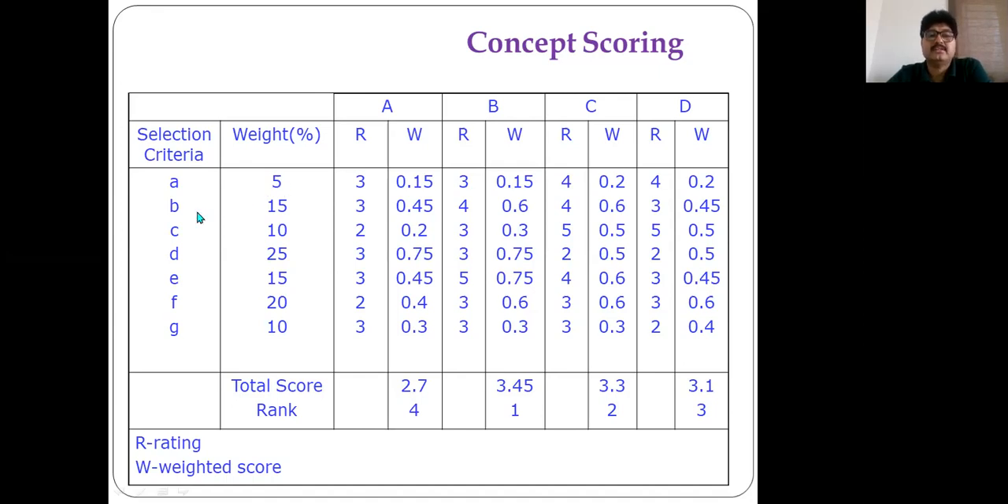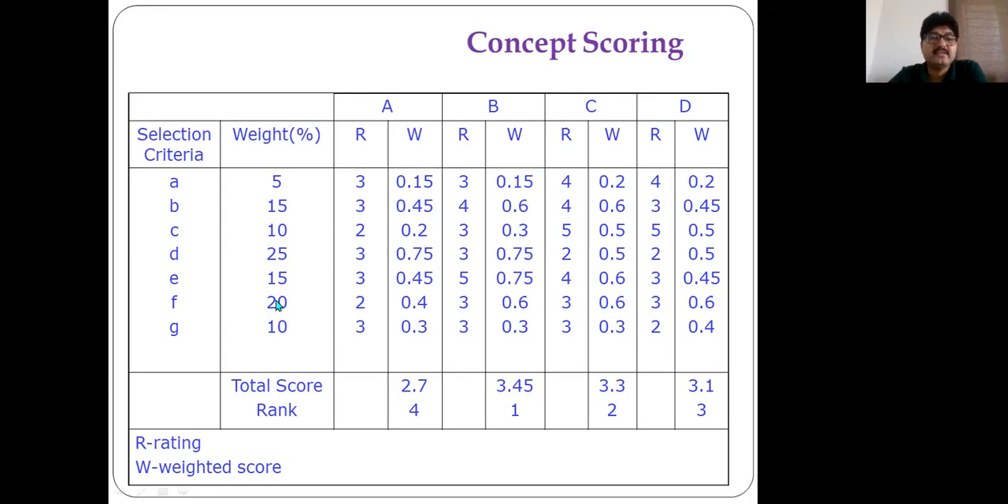Then coming to selection criterion B, it is given 15% of weightage, where you are able to see concept B and concept C doing better than concept A and concept D. These ratings will be done by the product champion and the people who have good knowledge of product development so far, and the team members who will decide which concept they feel is better for satisfying which selection criteria. And here the highest weightage is given for D, where concept A and concept B are able to perform better compared to concept C and concept D.